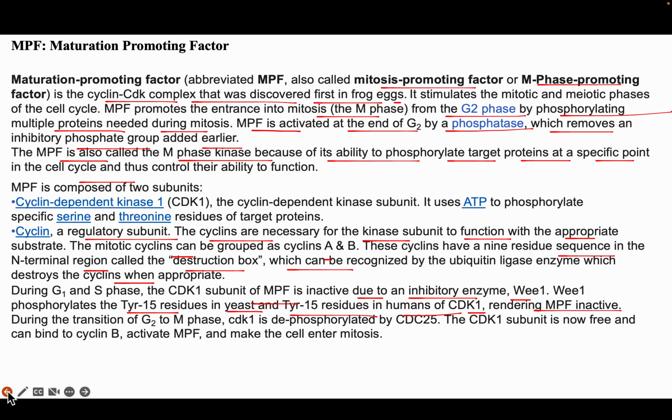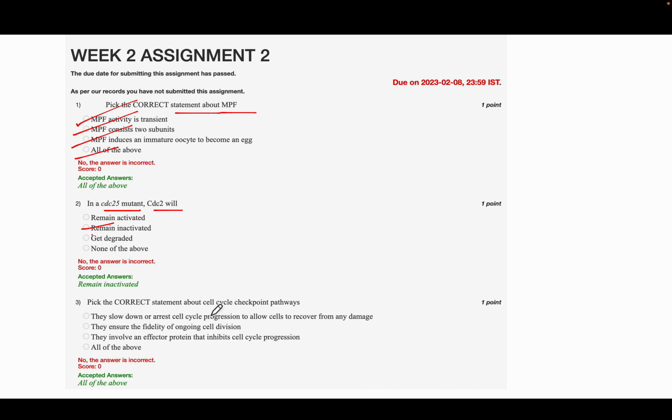I think it's clear. Now coming to the next question, pick the correct statement about cell cycle checkpoint pathways. Number one, they slow down or arrest cell cycle progression to allow cells to recover from any damage. This is true. They ensure the fidelity of ongoing cell division. This is also true. They involve an effector protein that inhibits cell cycle progression. Obviously, this is true. Basically, a cell cycle checkpoint ensures that everything is going well, the DNA is replicating properly, there is no DNA damage, and every other factor needed for cell division is perfect. That's how the cell cycle checkpoint pathways work. So in this case, all the above statements are correct.